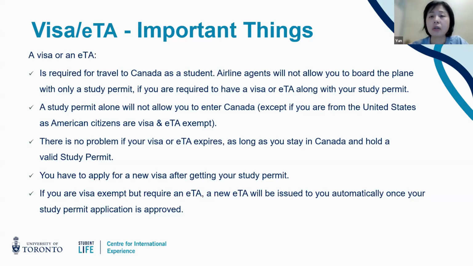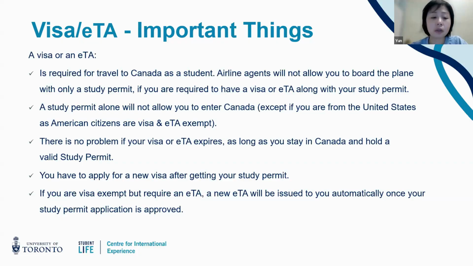Okay. So if you are inside Canada and your temporary resident visa or ETA expires, it's not an issue. Okay. You can stay inside Canada. You still have the valid status as a student, and you can apply for a new TRV or ETA from within Canada. It's not an issue.